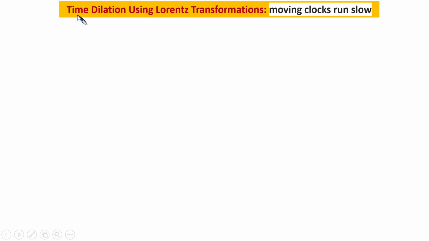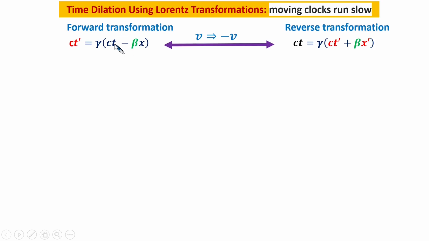Okay, now we will see time dilation using the Lorentz transformation, that is, a moving clock runs slow, which we have seen earlier. Now we are going to see that the Lorentz transformation also gives the same information. So here this is your forward transformation. This minus beta becomes plus beta in the reverse transformation, that is, when you are changing the coordinates from the stationary to the moving frame or vice versa.